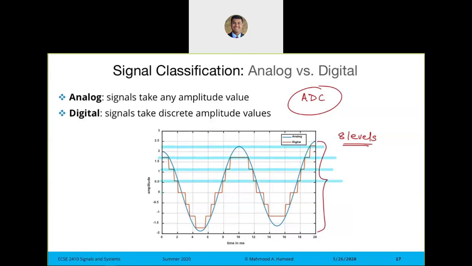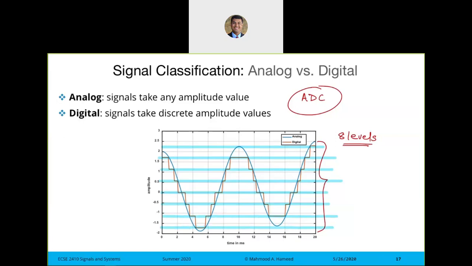I may do this uniformly. I may choose to do this non-uniformly. In a simplistic scenario, it is being done uniformly. And then associate the values that are closest to the analog signal to those particular levels.